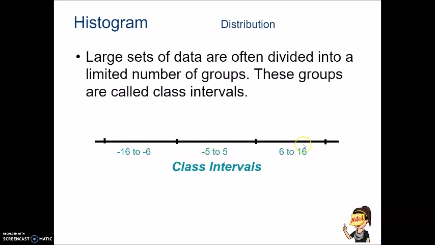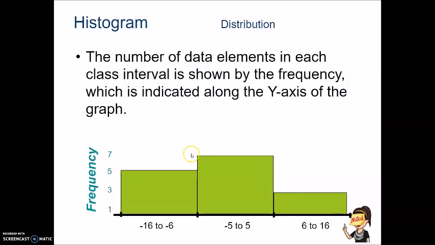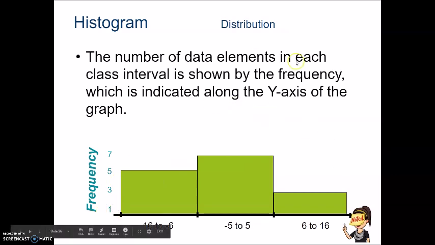That breaks our data into 3 separate chunks. The reason we do that is that we can then graph these based upon those ranges. So the number of data elements in each class interval is shown by the frequency, which is indicated along the y-axis. So what this is telling us is that we have just about 5 values that are in the -16 to 6 range. Okay, just about 7 values in the -5 to 5 range, and then about 3 values in the 6 to 16 range.